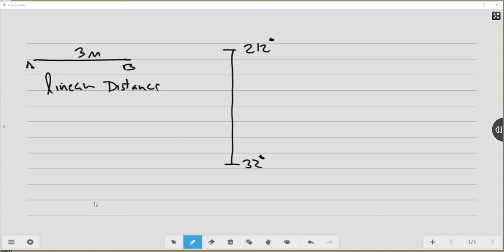Okay, what do we do in metric? When we go in centigrade, we go like this. And what's freezing? And what's boiling? That's metric. Should be more reasonable. And that makes more sense. That's what I'm trying to say.